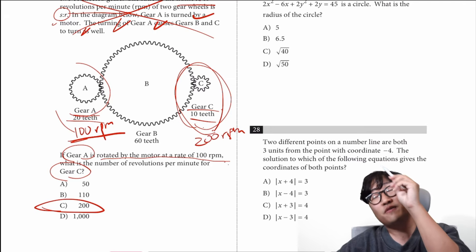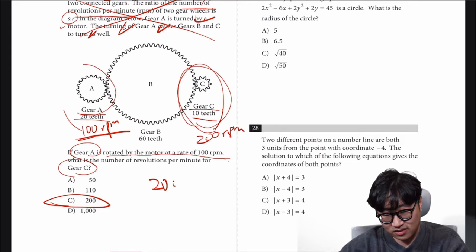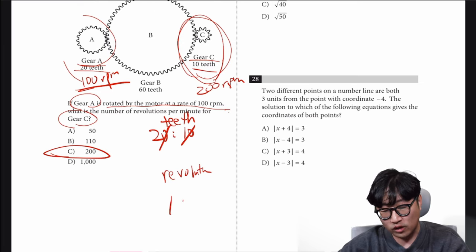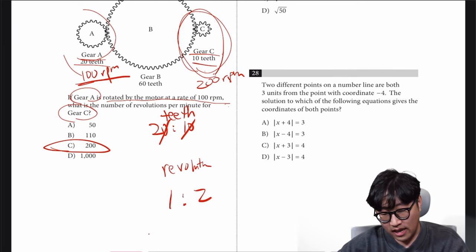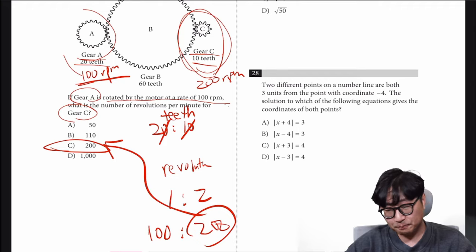Or if you just follow the ratio they gave you up there, the 20 to 10 is the teeth. And so for the revolutions, you're supposed to flip that ratio, 1 to 2. Knowing that gear A is 100, gear C should be 200. That's why answer choice C is correct. But it just logically makes sense.